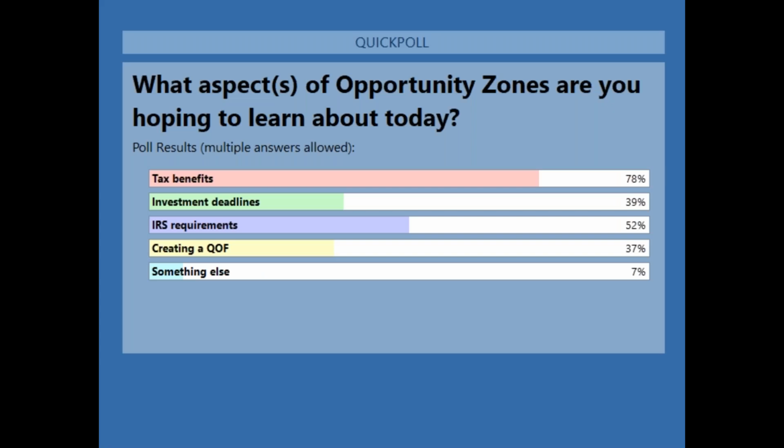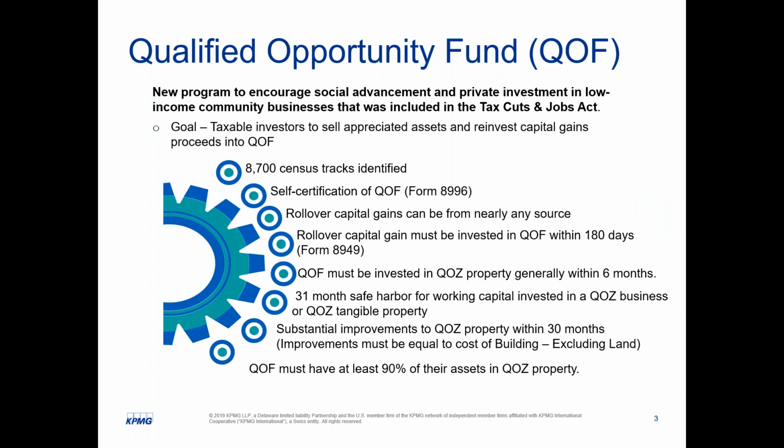So 78% of people responded saying tax benefits, 39% said investment deadlines, 52% said IRS requirements, 37% said creating a QOF, and 7% said something else. So I'm sure we're going to be very excited to talk about those tax benefits, gentlemen. All right, Phil and Dimitri, fire away.